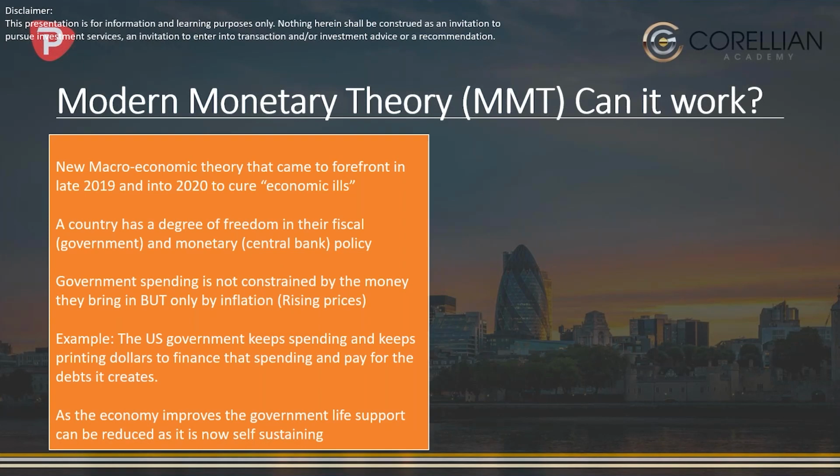Can it work? Now, very briefly, and it's a very deep subject, so I've got to be careful not to spend too long on this, but if you haven't heard about modern monetary theory, or MMT for short, by now, you soon will. It's highly likely that MMT will be increasingly touted by economists and politicians from both sides of the aisle as the economic prescription, even panacea, to cure our economic ills. Now, what does that mean?